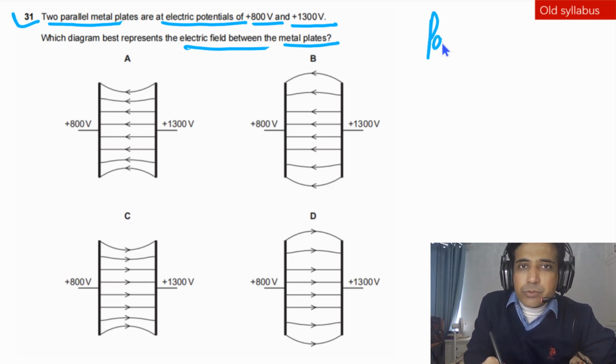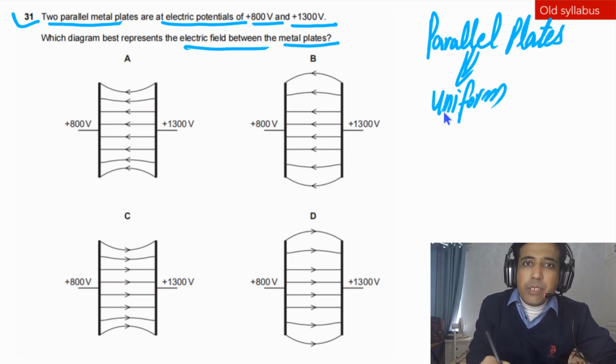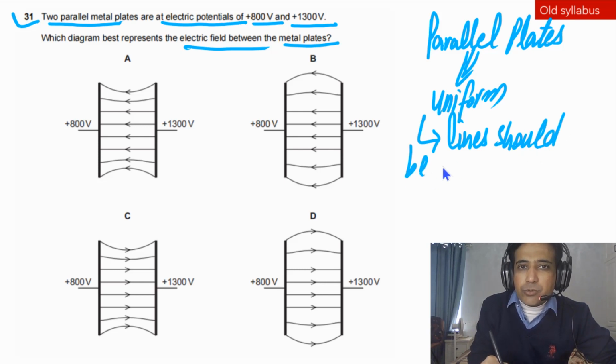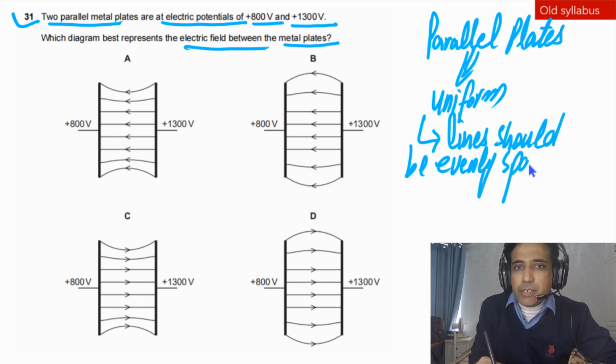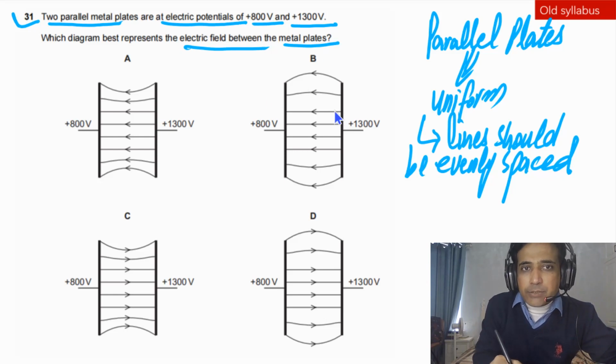So first thing we need to understand, electric field between parallel plates is uniform electric field. If the field is uniform, the lines should be equally spaced. Lines should be evenly spaced, or we can say equally spaced. The space between lines needs to be the same, and lines have to start from high potential to low potential.